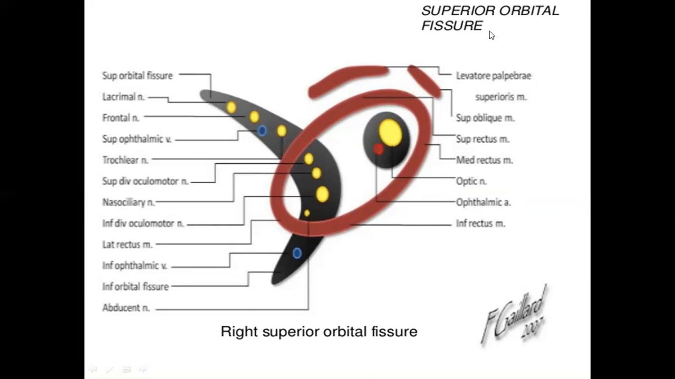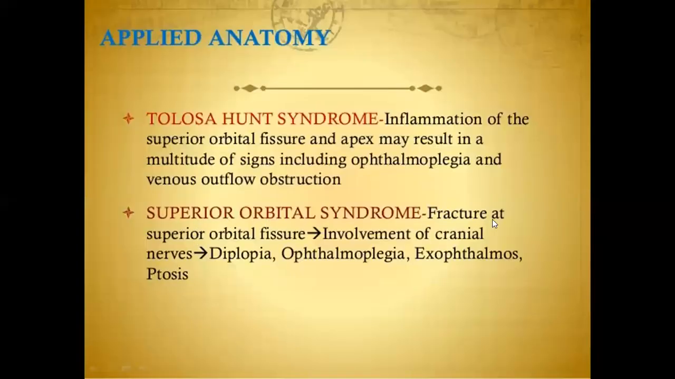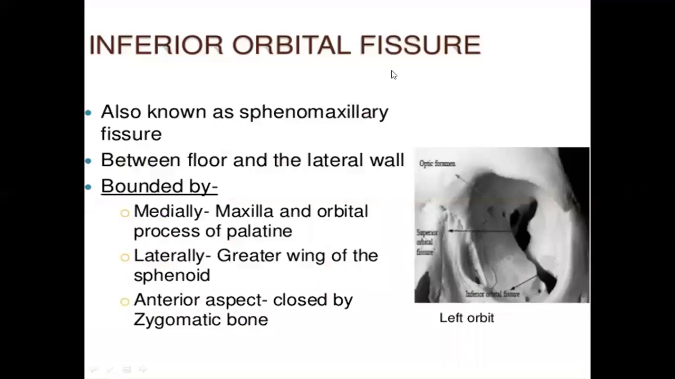Then the next one is applied anatomy for the superior orbital fissure. If there is any fracture over the superior orbital fissure, all these cranial nerves are involved. See, when there is a fracture at the site of the superior orbital fissure, there will be involvement of all the cranial nerves, which results in diplopia, ophthalmoplegia, exophthalmos, and ptosis. This is about the superior orbital fissure. You should write about the definition, its communications, boundary, structures passing through it, and applied anatomy for your short note question. Then the next one is about the inferior orbital fissure.